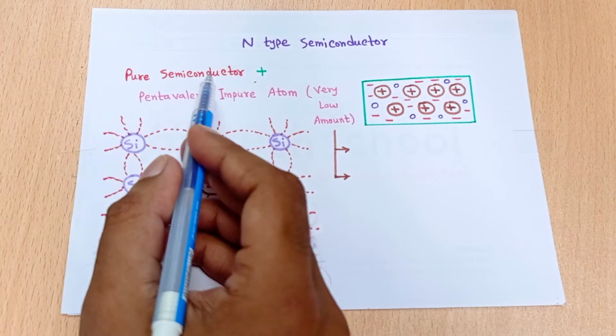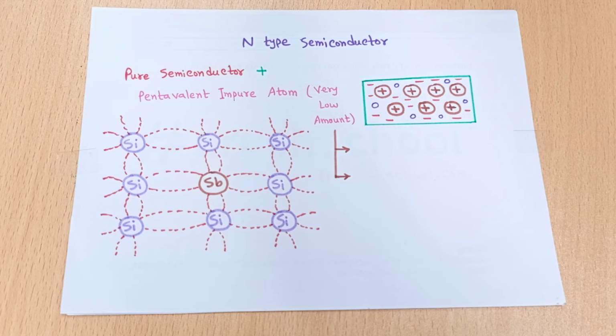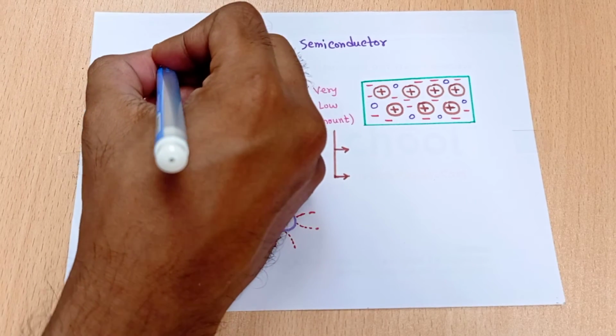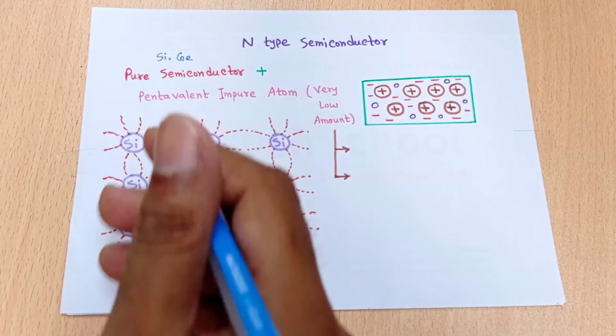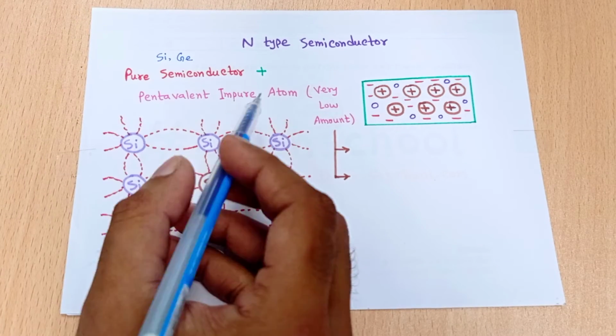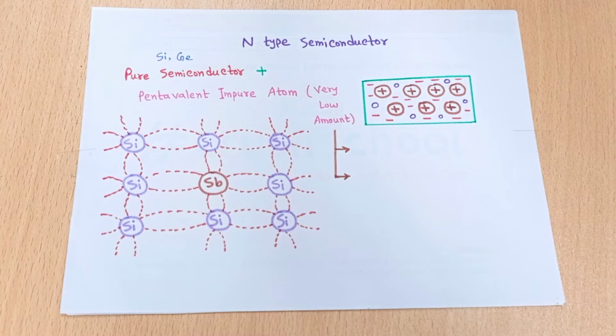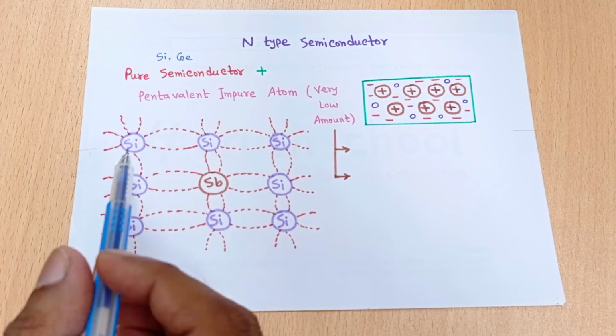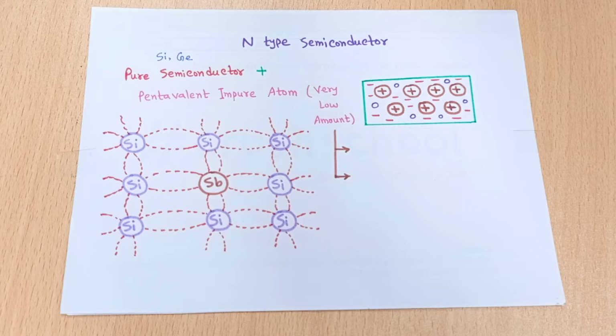The first one is our pure semiconductor, which is 100% pure, and some examples of pure semiconductor are silicon, germanium, and so on. And when we add a very small amount of pentavalent impure atom to this pure semiconductor, this is called an n-type semiconductor. So in n-type semiconductor, we have two things: one is pure semiconductor, another is pentavalent impure atom.